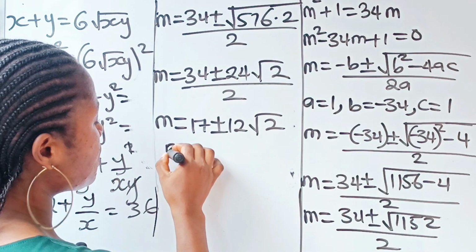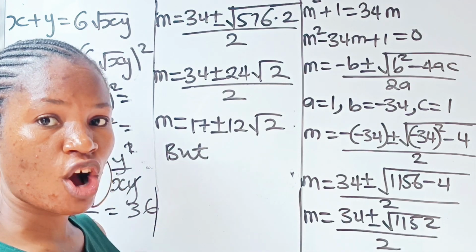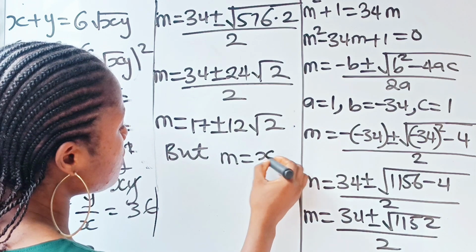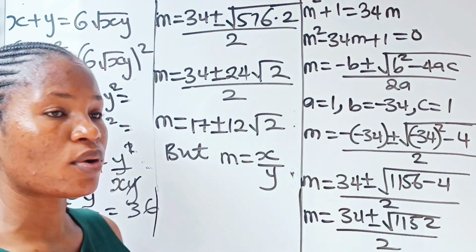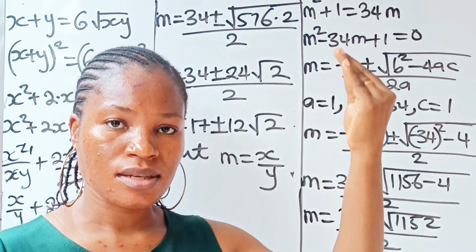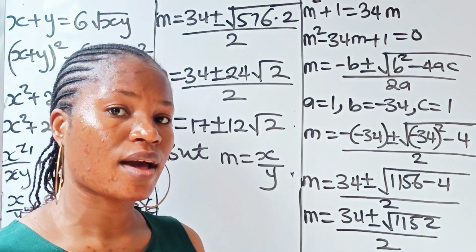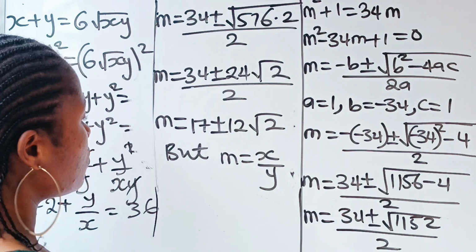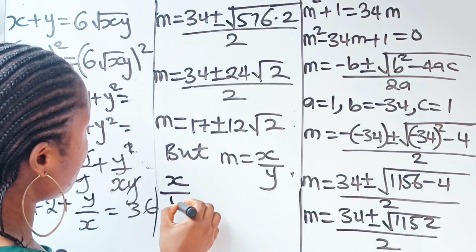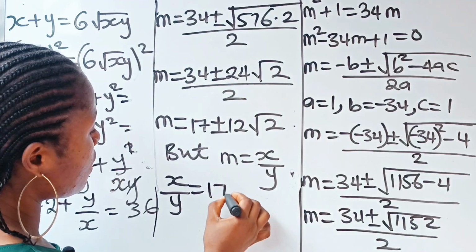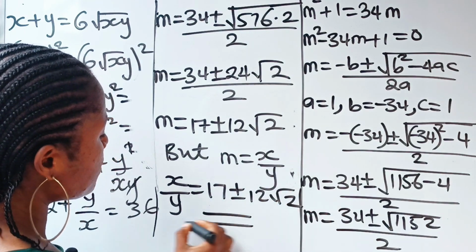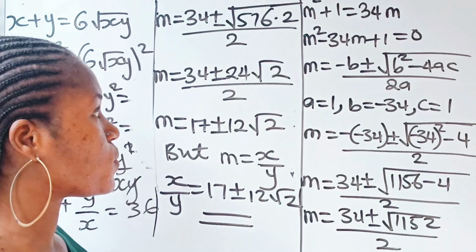But you need to recall that m is equal to x over y. I'm sorry I've cleaned it, but recall where we said let m equal x over y and y over x equals 1 over m before we solved. Now that simply means that we can replace this with x divided by y is equal to 17 plus or minus 12 root 2. Now this is the value of x over y that we are looking for.